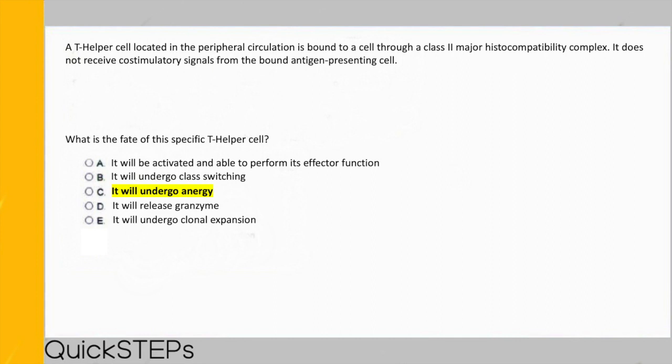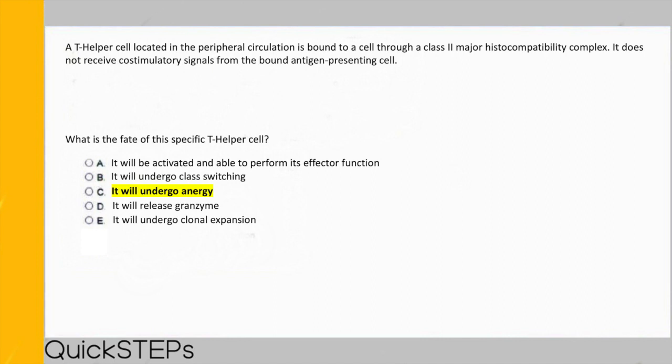So let's talk about why it actually is C. You need 2 signals in order to activate both T and B cells. The first signal needs to be the MHC complex with the antigen bound. And then the second one needs to be a co-stimulatory signal, whether that's B7 or something along those lines. If you only get one of those signals without the co-stimulatory signal, the cell will not destroy itself, but it will undergo anergy. They highlight this fact a lot. Sometimes it goes overlooked by some students, so I would definitely keep this in your mind. If a cell's in the periphery and it binds only one signal molecule, not both signal molecules, it will undergo anergy.